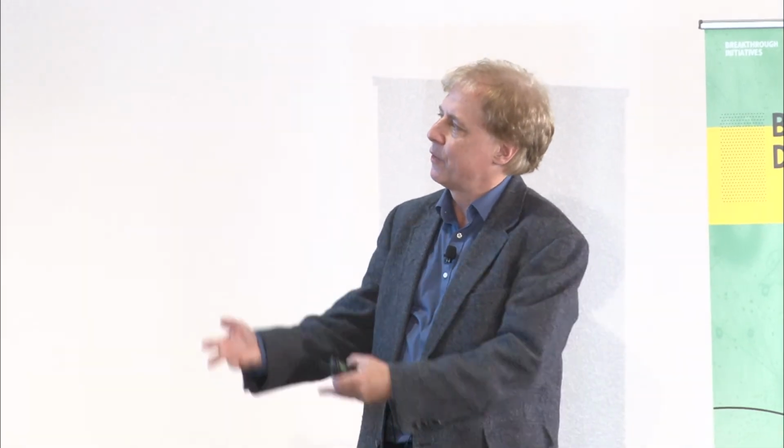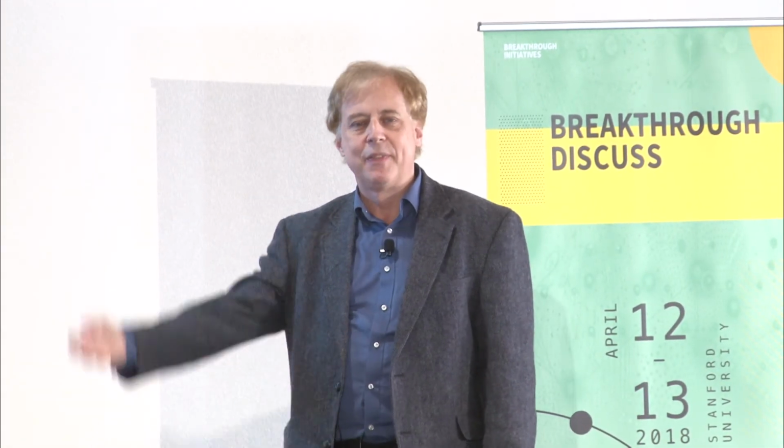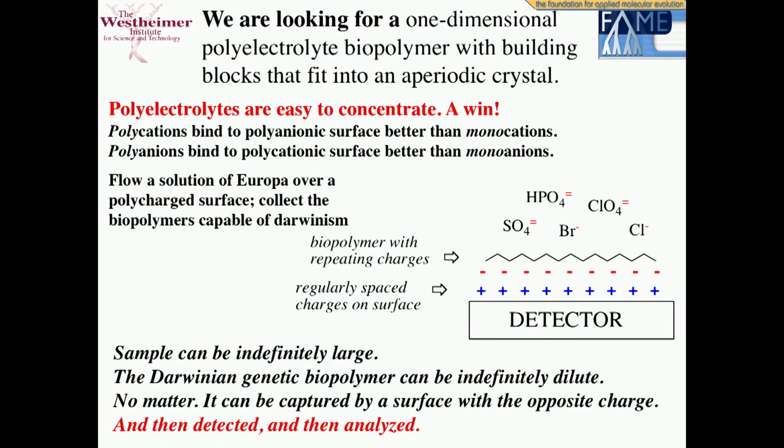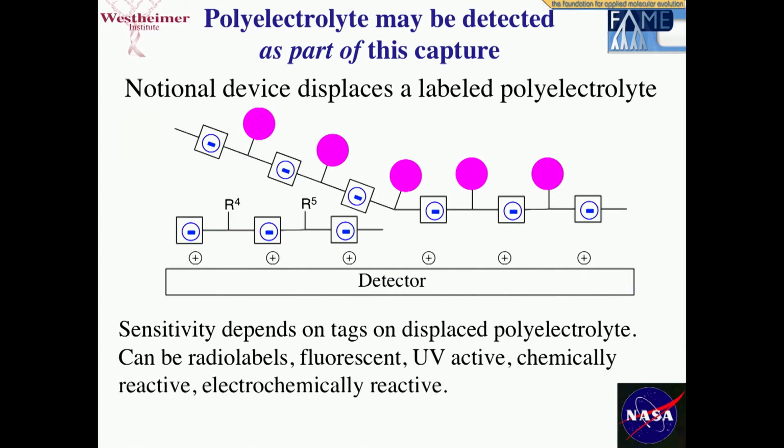So if you got a sample of Enceladus or Europa, you flow it over a polycharged surface, you'll collect all the biopolymers that are capable of Darwinism, and then concentrate them at your leisure, no matter how indefinitely dilute, they cannot be infinitely dilute. No matter how much you can capture, you can then go back and at your leisure determine whether they fit Schrodinger's criterion, which is to make sure, well, you can detect them by virtue of the capture.